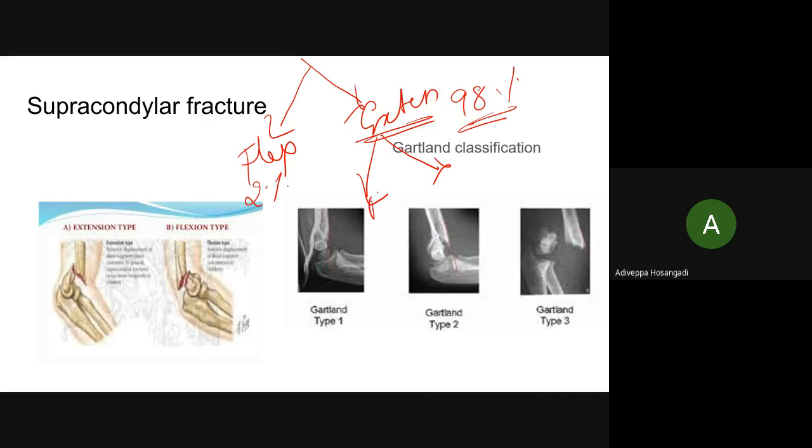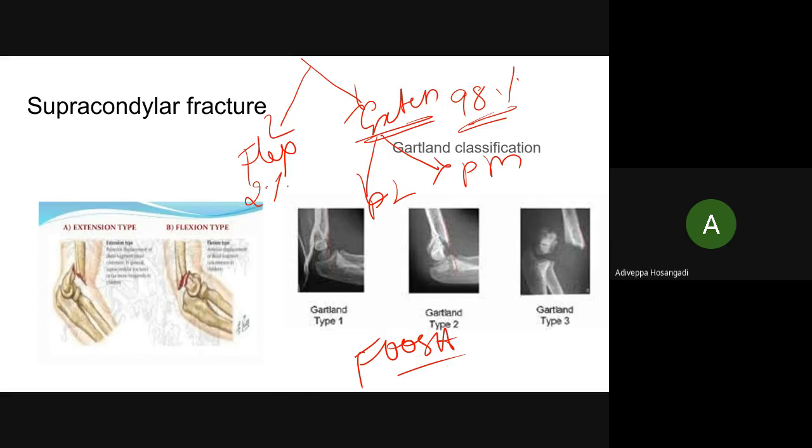Extension type, again, has two types: posteromedial and posterolateral. There's no big brainer in this. Extension type is again a fusion injury. Don't try to remember everything. Extension type is whenever a patient falls and the distal part... Extension type or flexion type depends on this. Any fracture for that matter in orthopedics is described by the direction of displacement of the distal fragment.